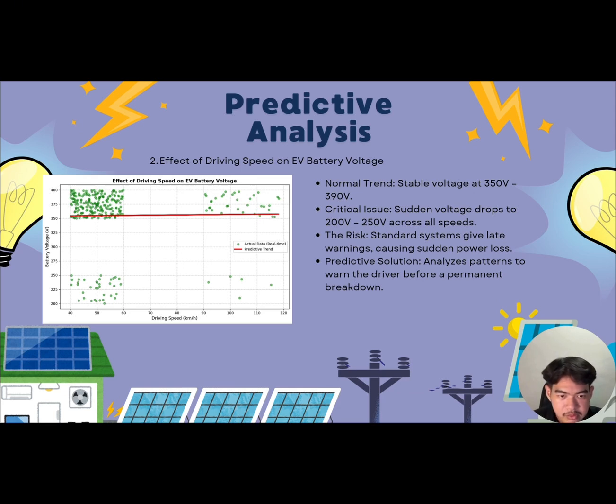A normal system only warns us after it drops, which can cause sudden power loss. So to prevent this, our system uses predictive analysis. By analyzing this voltage drop at different speeds, it predicts a battery or BMS failure early. This allows the system to warn the driver before the permanent breakdown happens.